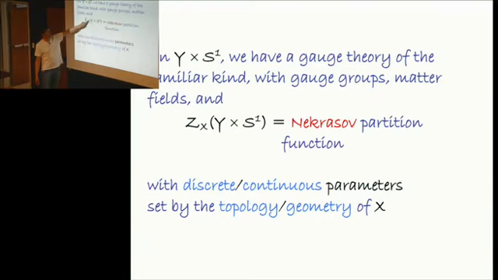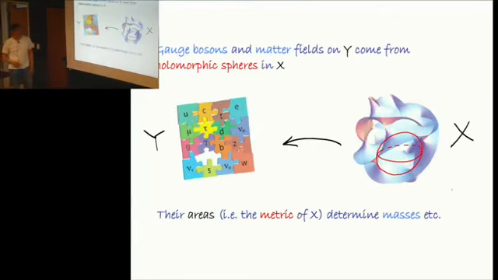This has some discrete and continuous parameters. So this is a gauge theory depending on X. First, it has some gauge groups, matter fields, and discrete parameters, and these are set by the topology of X, and it has some coupling constants, continuous parameters, which are set by the geometry of X. What I mean, in more precise terms, is that the gauge bosons and the matter fields in 4 dimensions come from certain holomorphic spheres in the Calabi-Yau X. So the content is determined by the topology of X, and the coupling constants are determined by how big the spheres are, by the actual metric, the actual geometry of X.